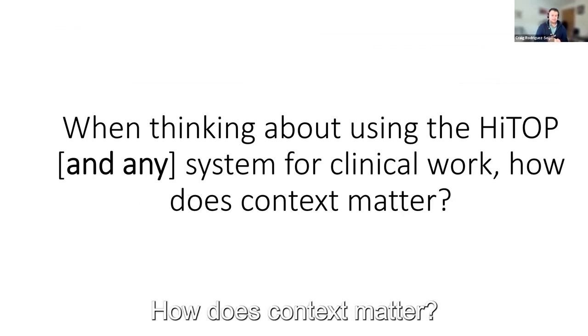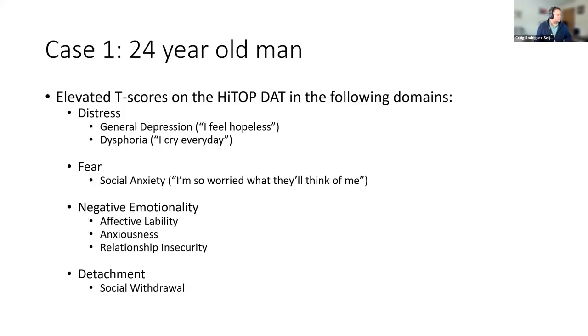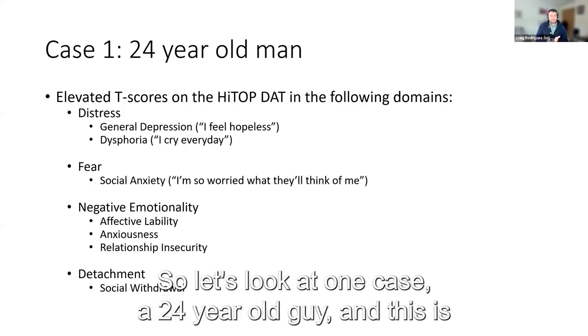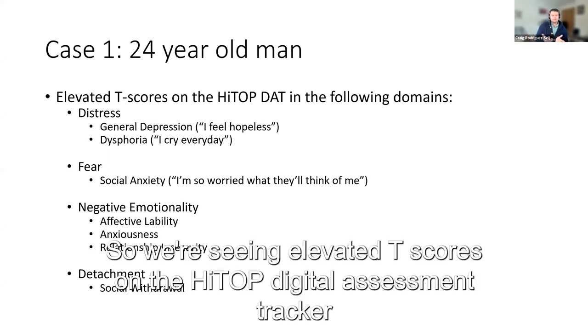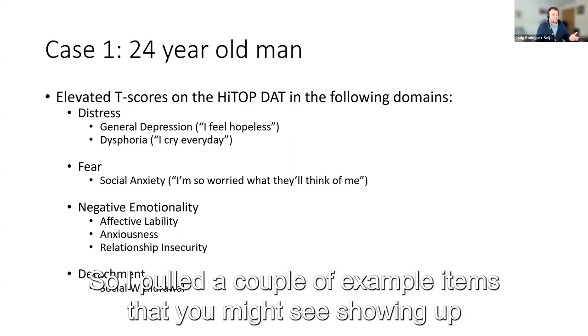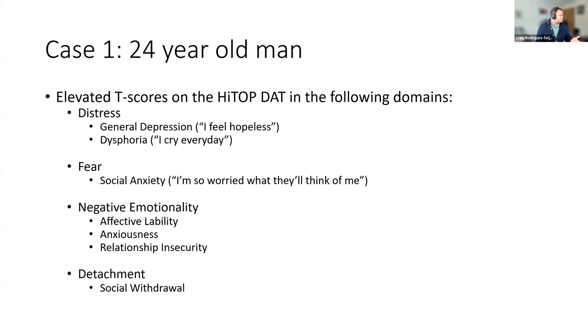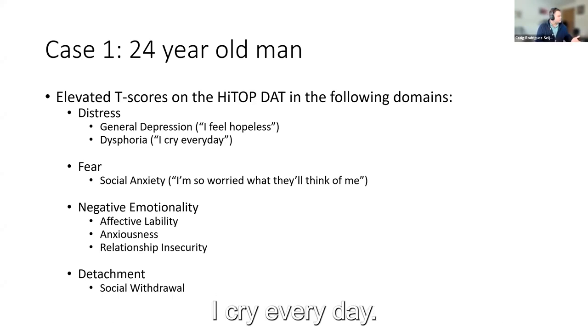How does context matter? I have two clinical examples. Let's look at one case, a 24-year-old guy, and this is pretty much what's showing up in his HiTOP profile. We're seeing elevated T-scores on the HiTOP digital assessment tracker in the broad distress domains. I pulled a couple of example items you might see showing up. General depression, things like "I feel very hopeless." Dysphoria, "I cry every day."